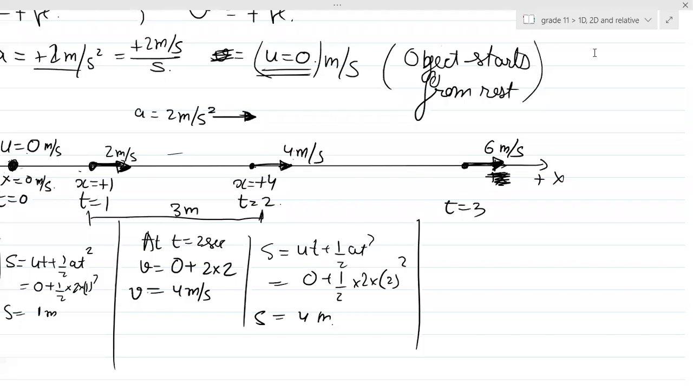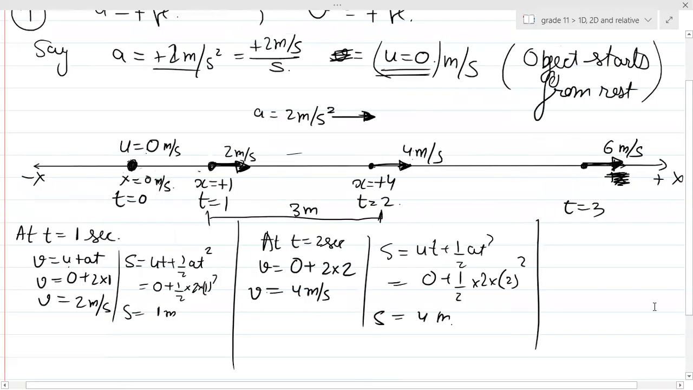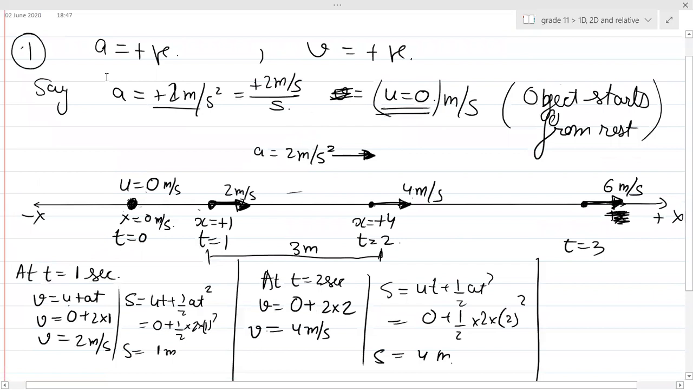So see guys, what we did in the first case, when acceleration is positive, velocity is positive. We have assumed one example that acceleration is plus 2 meter per second square. That implies the velocity is increasing by plus 2 meter per second every second. We have taken the initial velocity as 0 meter per second. That is, the object is starting from rest.